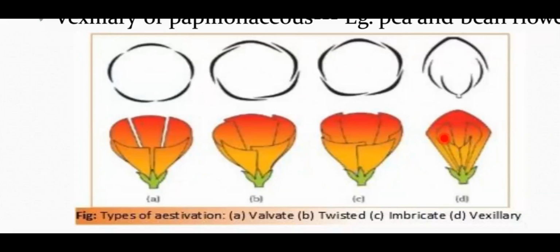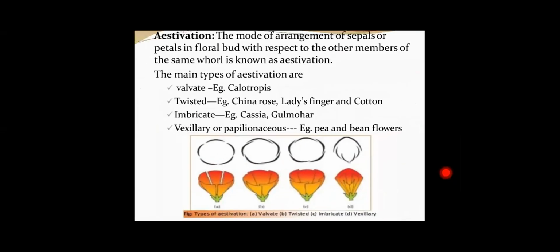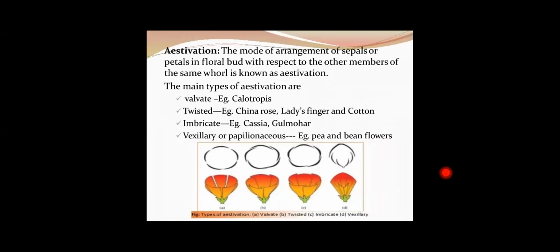And lastly, we have vexillary or papilionaceous. What happens in vexillary or papilionaceous is there are 5 petals. The largest one is called the standard, which will overlap the 2 lateral petals, which are called wings. These in turn will overlap the 2 smaller anterior petals, which are called keel. This type of aestivation is said to be papilionaceous aestivation. Example I have already given, pea and bean flowers.